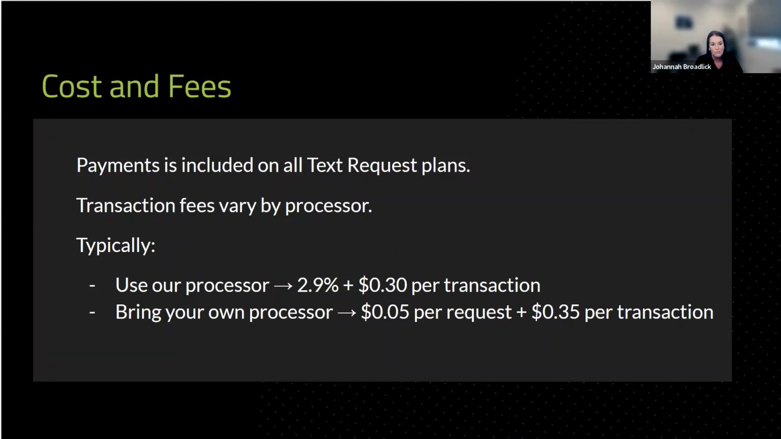I will say I like the use our processor only because it's an easy sign up process. You can get up and running same day. If you do choose to bring your own processor, then we'll need to get credentials from that account, and it just delays the process a bit depending on your relationship with that processor and getting that information. But definitely a couple different options there. If you do want to learn more about bring your own processor, you can reach out to customer success at authvia.com.